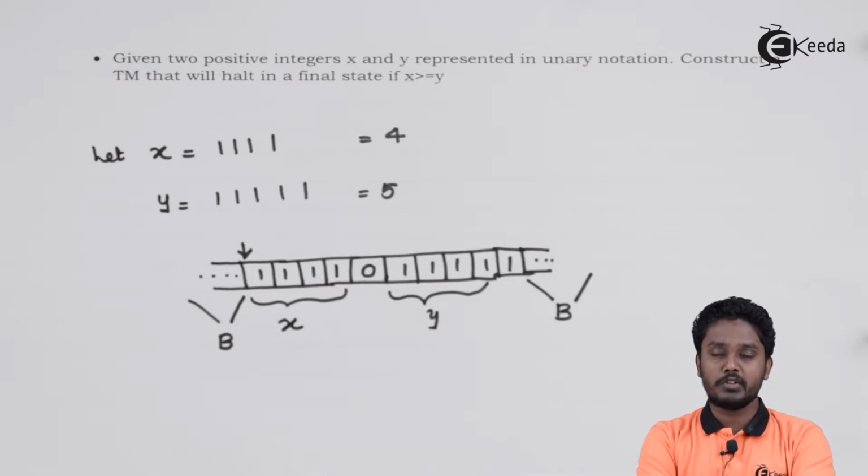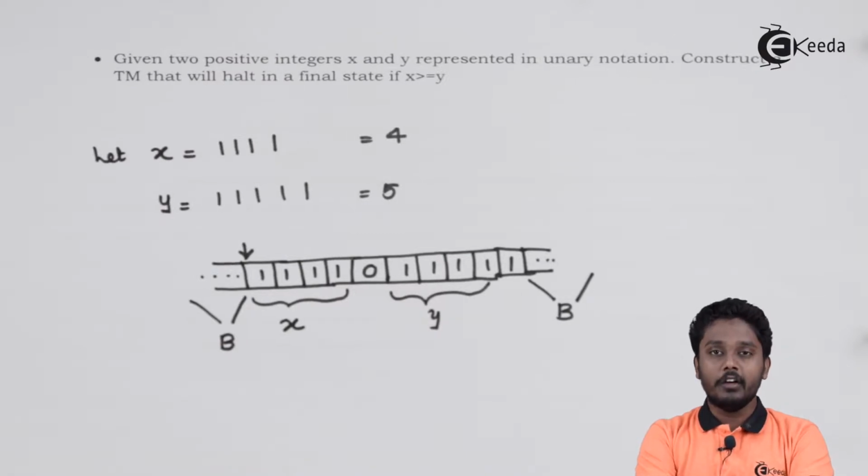Now the Turing machine has to compare these two numbers and go to any one of the states which represents whether the numbers are greater, equal or less. Over here, whenever x is greater than or equal to y, we need to make that particular state final. Otherwise, x is less than y. In that case, that state would be non-final. Let's start with the construction of the machine.